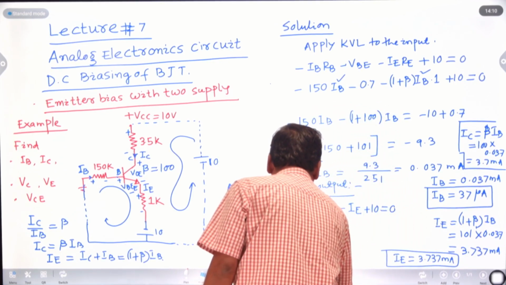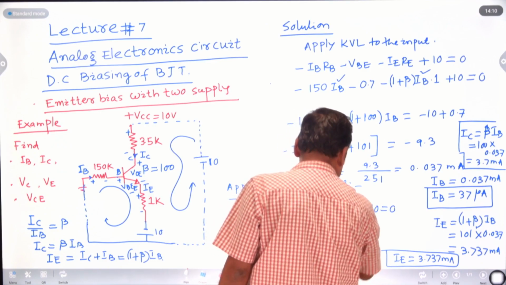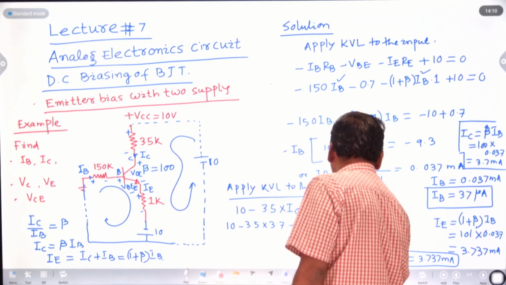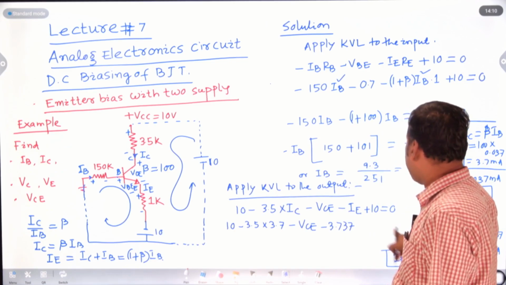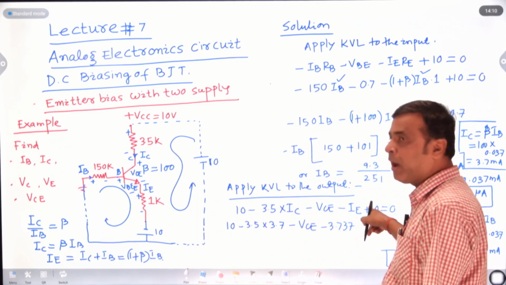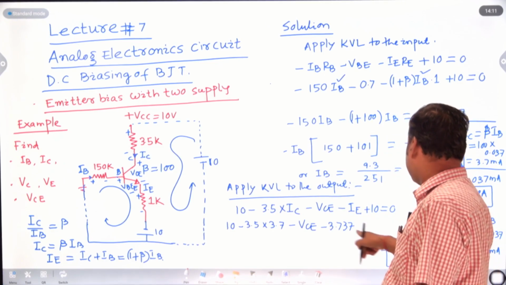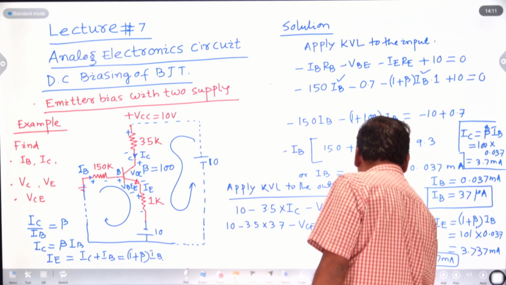Then VCE is unknown here. Then minus IE, which we already calculated, IE equal to 3.737. Because IE is in milliampere, IE into RE, RE is 1 kilo ohm, that's why I have not mentioned it here. Kilo and milli will be cancelled out, so only minus 3.737 plus 10 equal to 0.